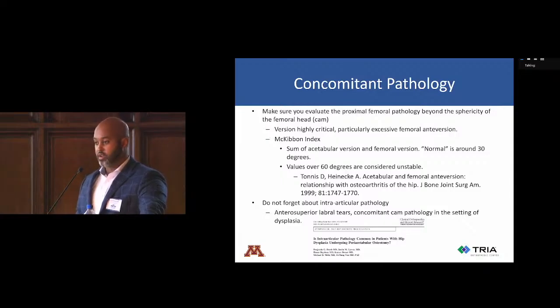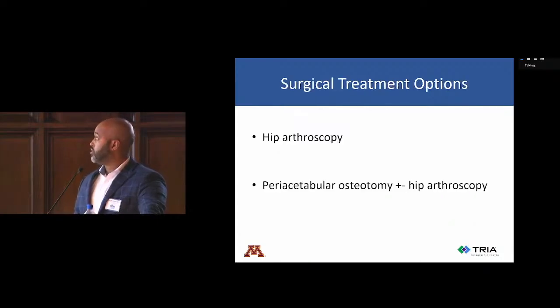If a patient has a clinical exam suggesting a rotational abnormality, we'll get a scanogram to evaluate femoral torsion as well as tibial torsion, as well as making sure whether they have labral tears or not. So the options would be hip arthroscopy versus PAO plus or minus hip arthroscopy, and I'm talking about PAOs here.